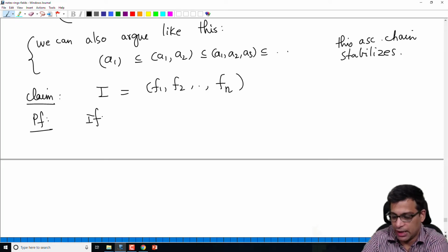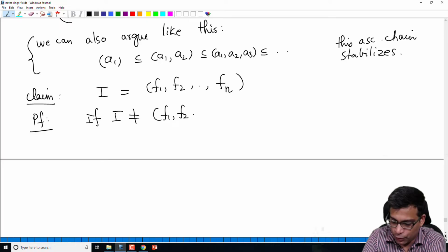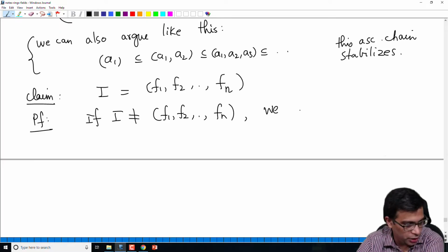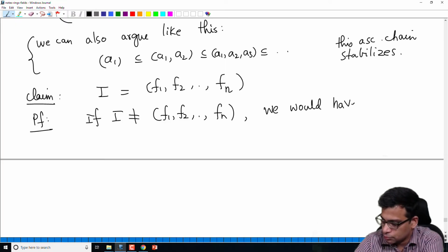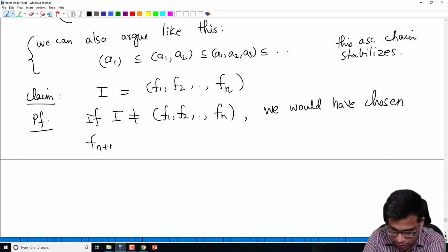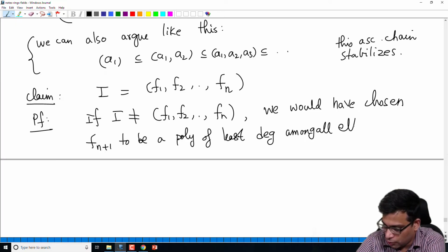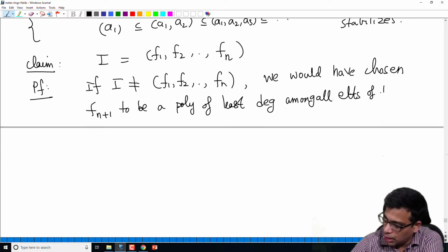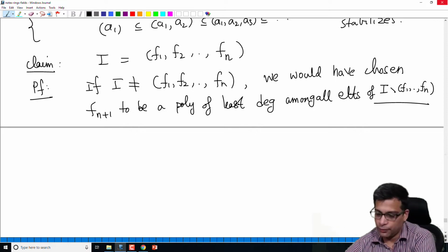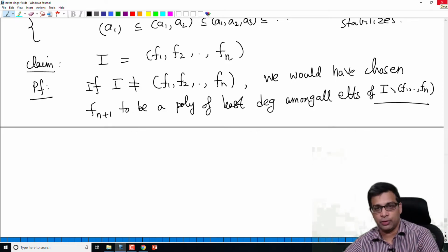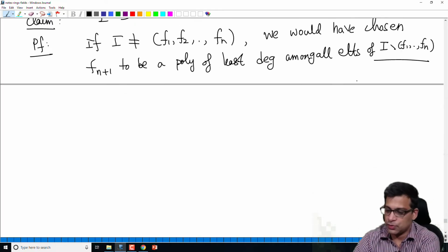Remember how we were constructing these Fi's. If I is not equal to the ideal generated by F1, F2, through Fn, we would have chosen Fn+1. Remember the construction of Fi's. If the ideal generated by the first n of them is not equal to I, we would have chosen Fn+1 to be a polynomial of least degree among all elements of I minus the ideal generated by F1 through Fn. Okay, so now we have F1 through Fn which does not generate I, and then we continue the process that I described at the beginning of this proof. So Fn+1 has least degree among all elements.